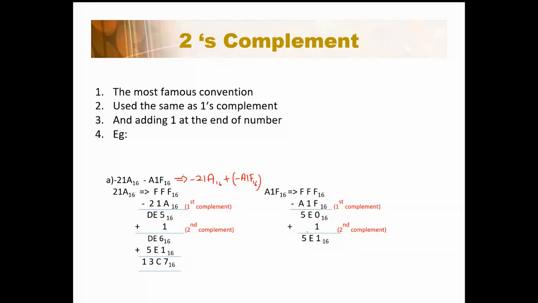This 5E1 and this DE6, you have to add. Remember, this is not solved yet. When you complement both, you have to combine back. You have to add both numbers to get the answer. So DE6 plus 5E1, you add as usual. 6 plus 1 is 7. E plus E is 28.